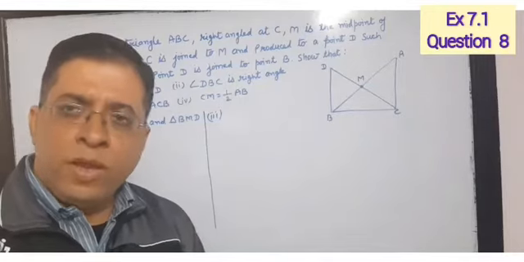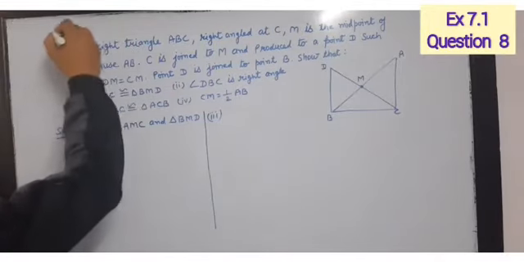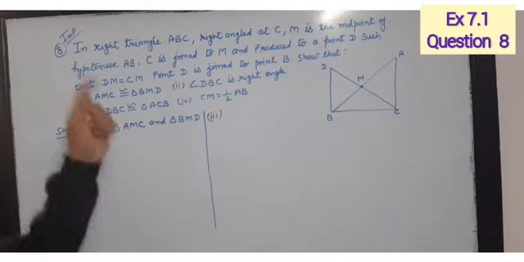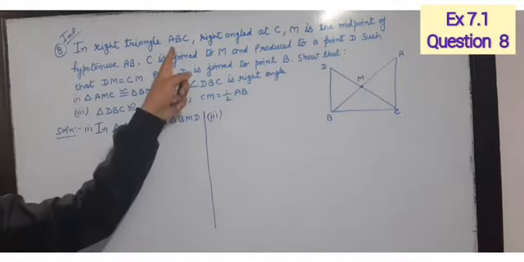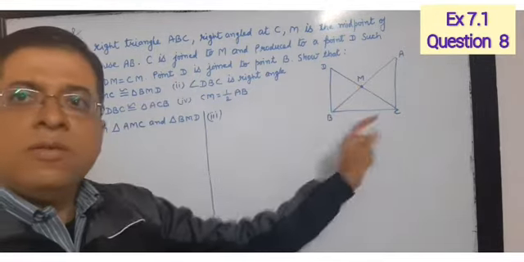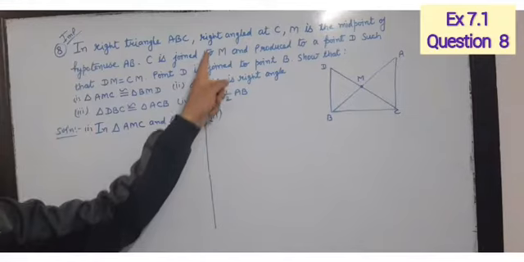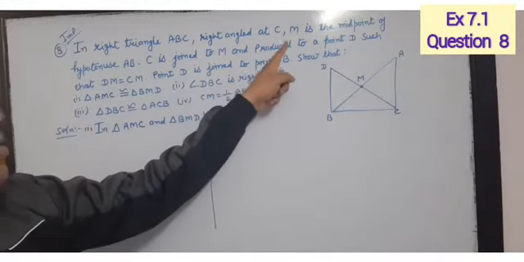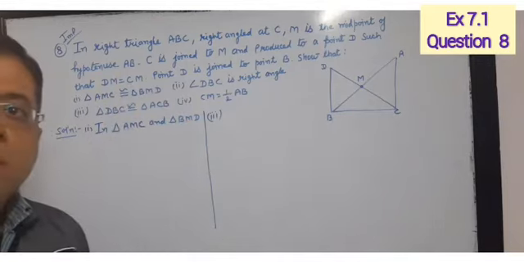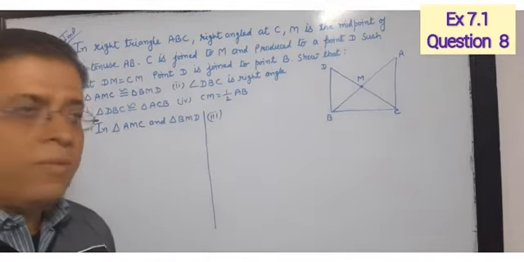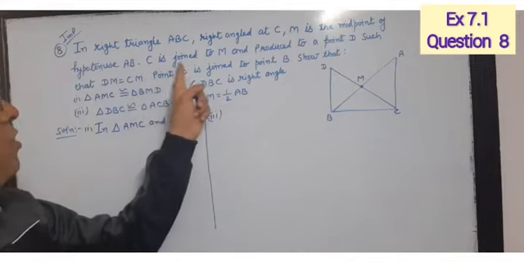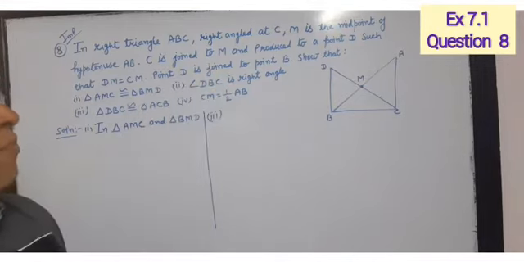Yes. Now the next very important question. This is an important one. Very important question is question number 8. In right triangle ABC, ABC is a right triangle with the right angle at C. M is the midpoint of hypotenuse AB, and C is joined to M.